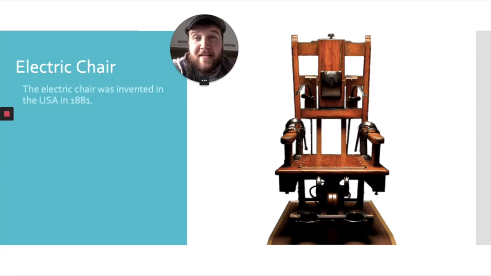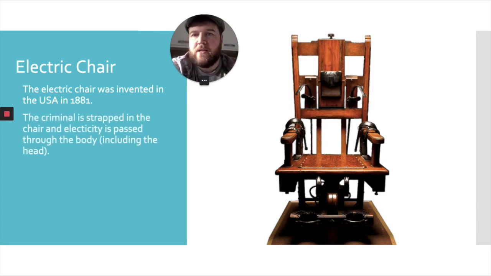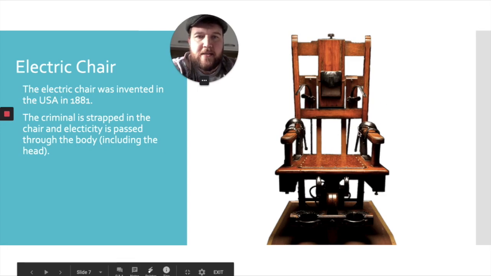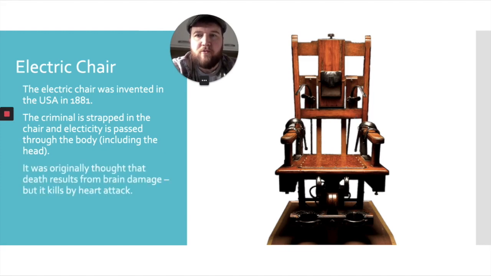It was invented in America, and so you see it in a lot of films and even cartoons. Invented in 1881, a long time ago. What happens is the criminal is strapped in the chair. You can see the straps there. And electricity is passed through the body, including the head. It was originally thought that, of course, they're putting electricity through the brain, that maybe it'll damage the brain and that's what ends life, but actually it's the heart. The heart just can't cope with that, and that's what causes the criminal to die.